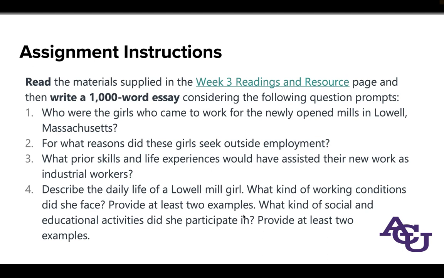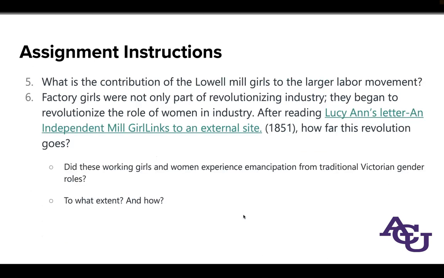Alright, so there's some questions that are being asked here. Who are the girls who came to work at these mills? What reasons did they have for seeking outside employment? What prior skills and life experiences would have assisted their work? Oh, describe the daily life of a Lowell mill girl, with a number of sub-questions there. What is their contribution to the larger labor movement? Talking about the role of women in industry.